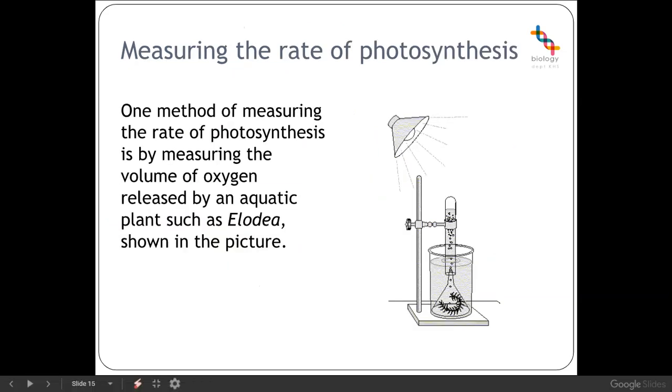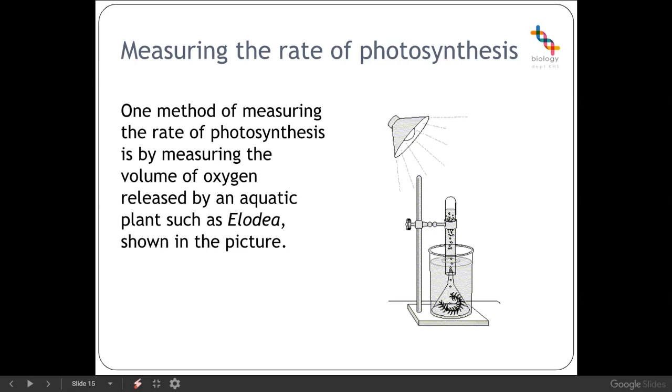Now, when we try and measure how fast photosynthesis is happening in a lab, obviously it's all happening within the leaves of the plant. You can't see it occurring. But we can think about what's being produced. So we can think about the glucose being produced, and we can think about the oxygen being produced.